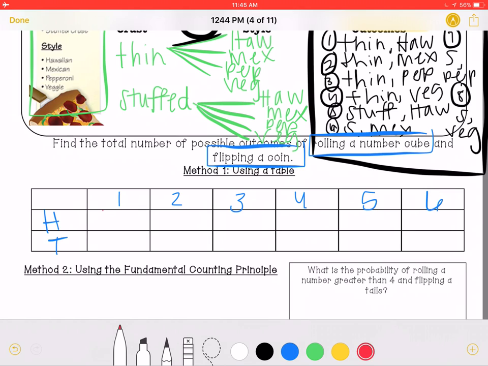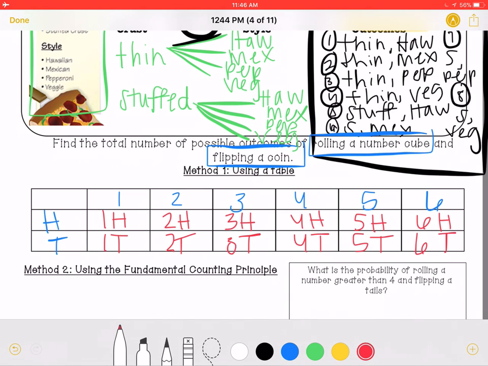So I'm just going to fill in this table. So here I could roll a 1 and flip heads. Here I could roll a 2, flip heads, and so on. These are listing all of my possible outcomes of rolling the number cube and then flipping heads. Go to the next row, and I'm just going to do it with, now I have tails. So I could roll a 2 and flip tails. I could roll a 3 and flip tails, 4 tails. Now this is giving me all my possible outcomes.